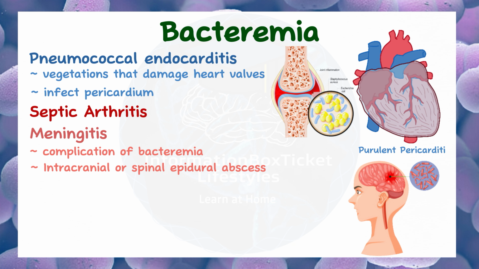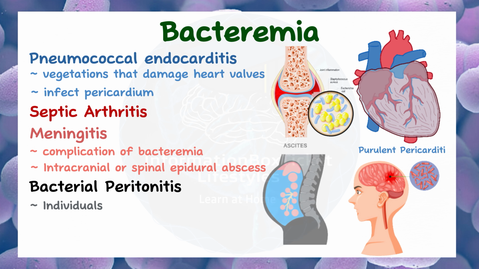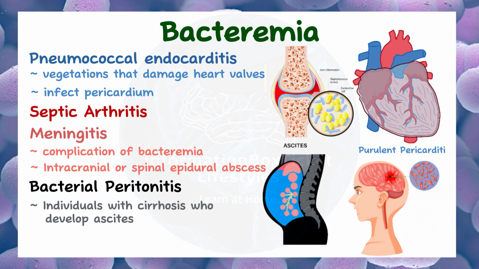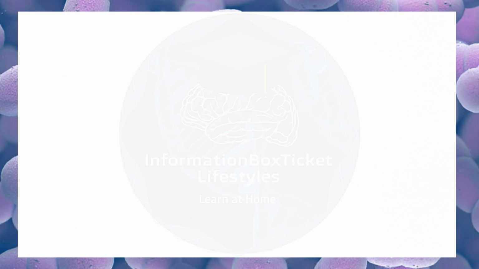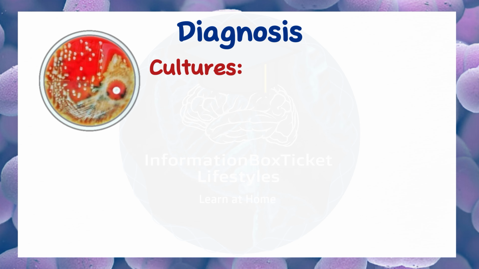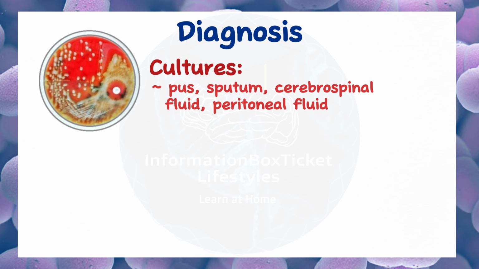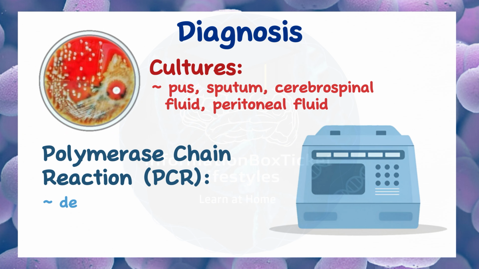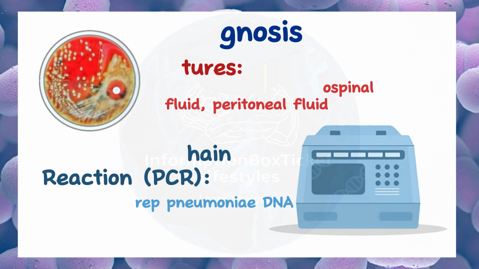Finally, strep pneumoniae can spread from the bloodstream to the peritoneum, causing spontaneous bacterial peritonitis. This is more common in individuals with cirrhosis who develop ascites or excess fluid in the peritoneal cavity. Diagnosing a strep pneumoniae infection involves culturing biological samples such as pus, sputum, cerebrospinal fluid, or peritoneal fluid. Alternatively, PCR can be performed to detect strep pneumonia DNA.